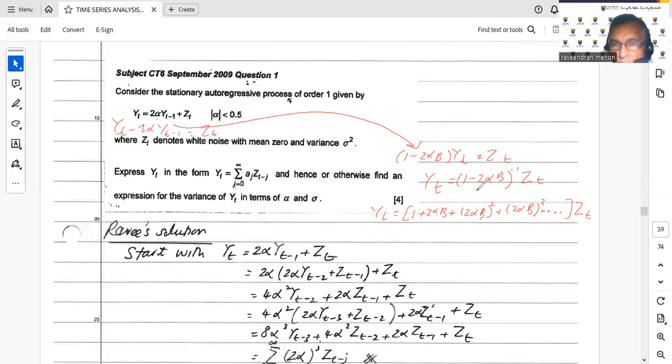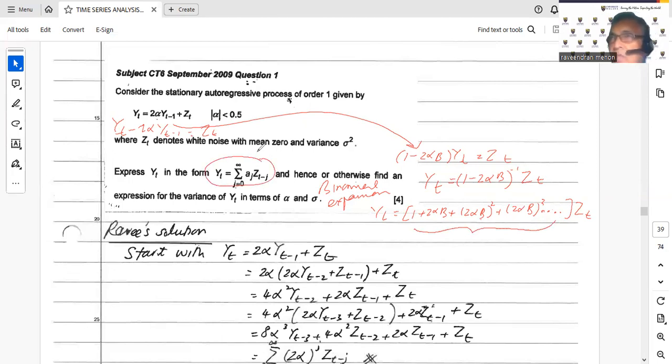When you open this up using the binomial expansion, which we learned long ago and which is also given in your formula book, you'll get 1 plus 2 alpha B plus (2 alpha B) squared plus (2 alpha B) cubed, all the way on, times Zt. So basically, this is one way of looking at it, and when you clean this up, you will actually get your answer. I repeat, you can already see this here.